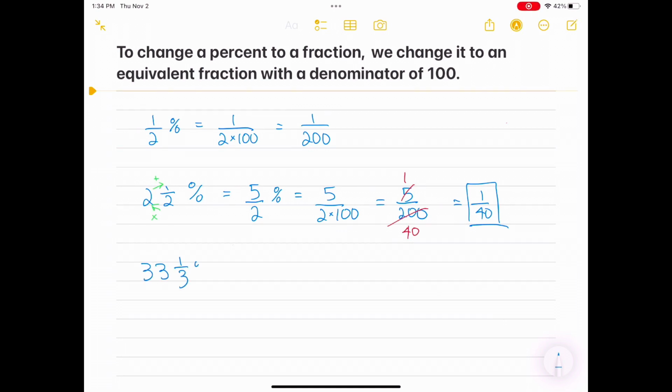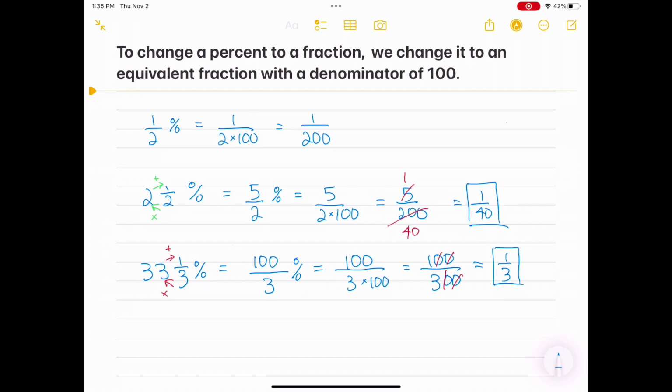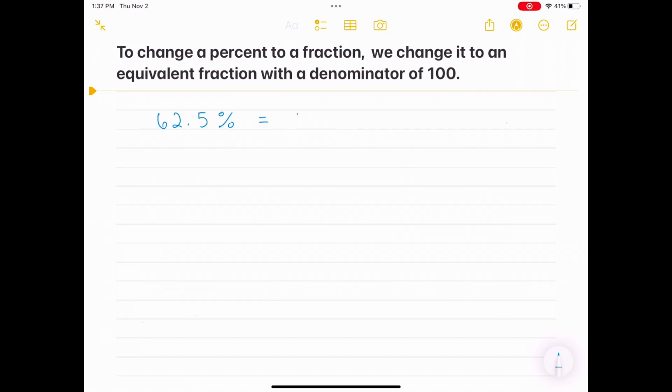To turn 33 and 1/3% into a fraction, we convert the mixed number into an improper fraction of 100/3%, which equals the fraction 100 over 3 times 100, or 100 over 300, which simplifies to the fraction 1/3.